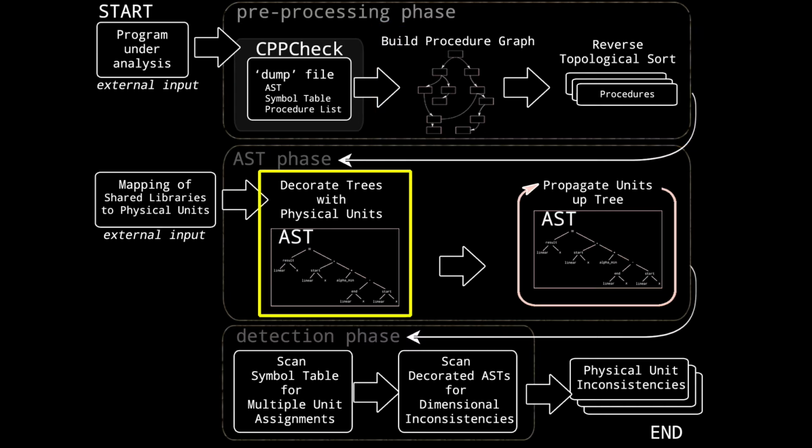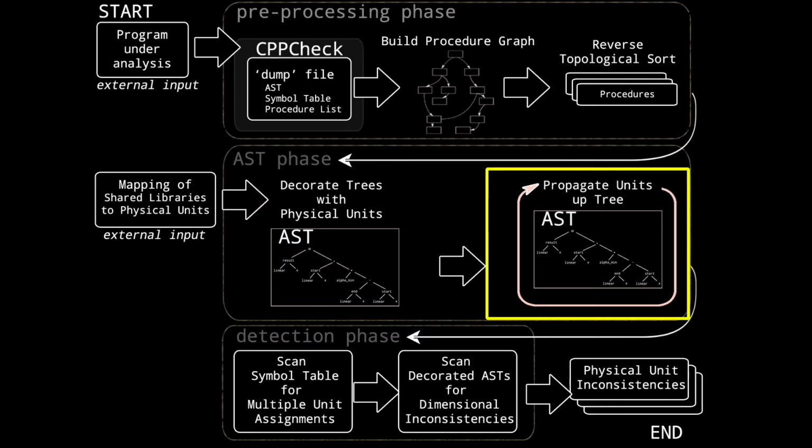Phriky-Units performs a visitor pattern on the abstract syntax tree of each statement, and when it finds variables, it attempts to decorate them using the mapping from the shared libraries to physical units. It then propagates these units up the abstract syntax tree toward the root using unit propagation rules.